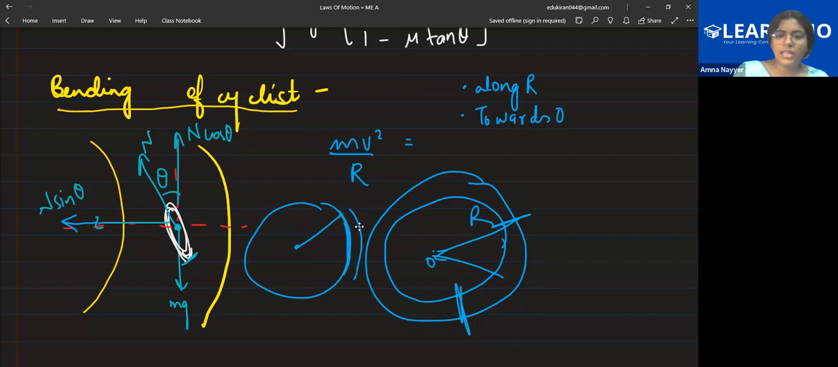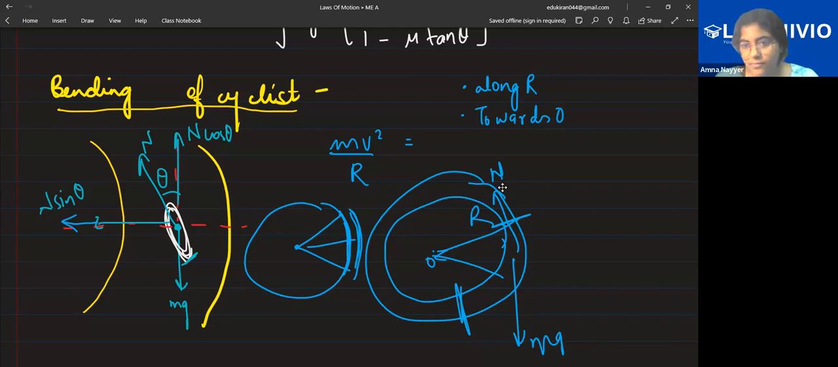Now see, if this is a circular track, radial will be this, no? All these are the radius. Normal reaction is acting, the gravitational force is acting downwards. How come this is the radius? Normal reaction is acting along the circular track only, slanted. If this could provide us the necessary centripetal force, then why was there a need to resolve all this into N cos theta, N sin theta?